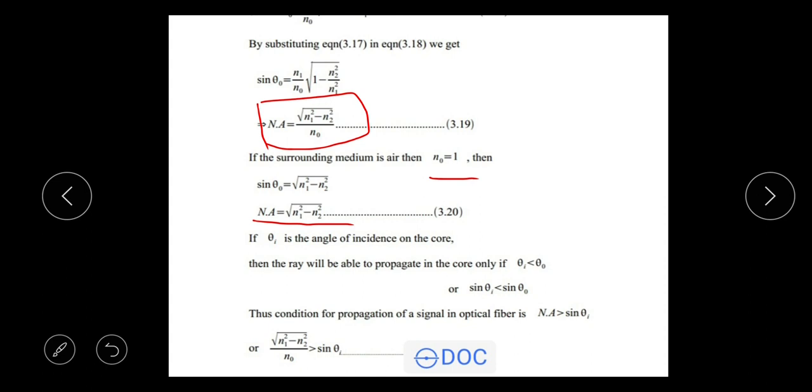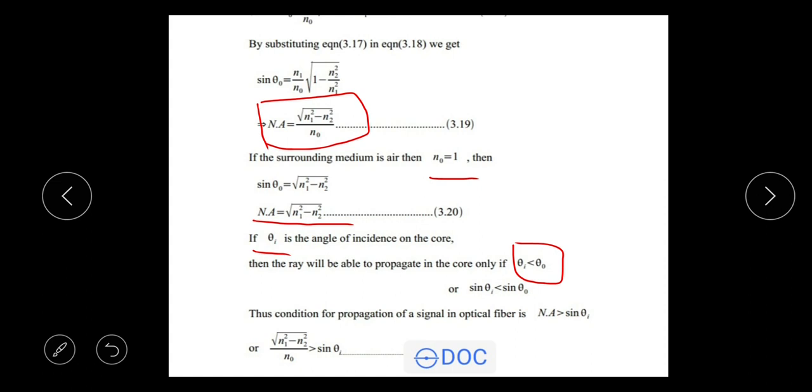So this is also the expression for numerical aperture if the surrounding medium is air. Now we'll take the condition for propagation. Let us consider theta I as the angle of incidence on the core. As we studied earlier, for this condition, theta I should be less than theta naught. Only then does the light ray undergo total internal reflection.